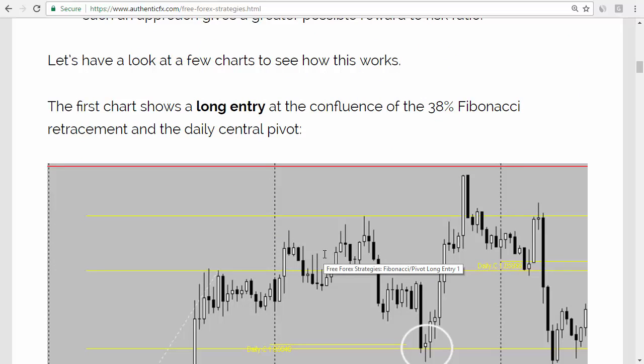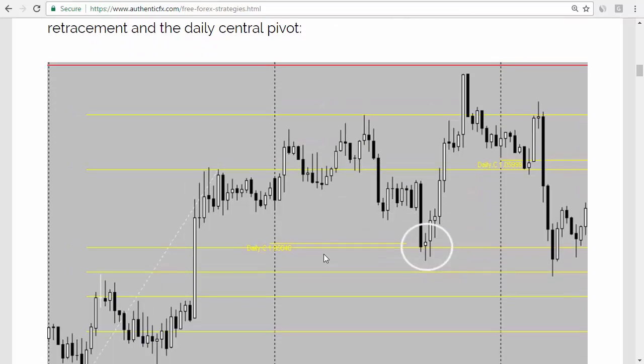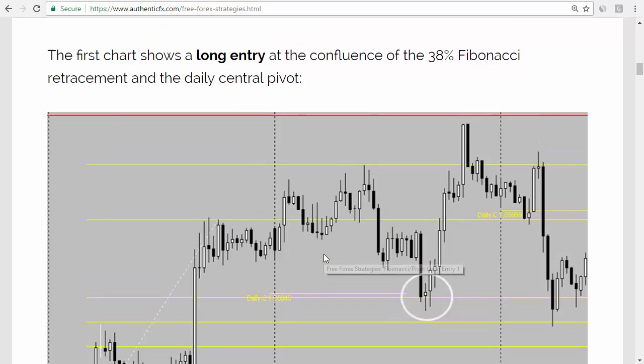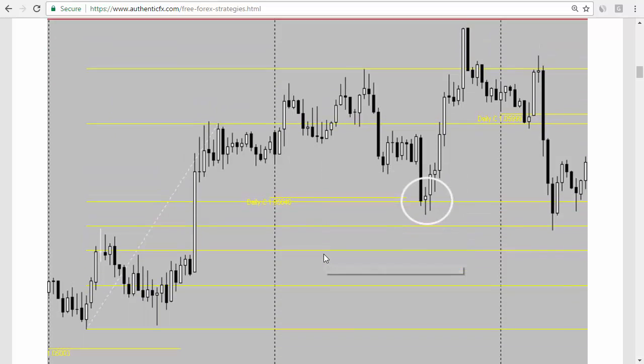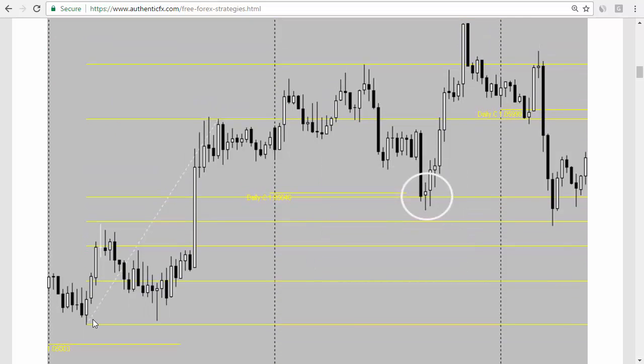The first chart shows the long entry at the confluence of the 38 Fibonacci. So Fibonacci is a little bit more difficult, but not impossible by any means to actually draw. If we're looking at the high and low of the day, that's easy enough. You've got your point there, you've got your point there. These points are going to be pretty fixed, and we're looking to draw that. So we'd have a level here.